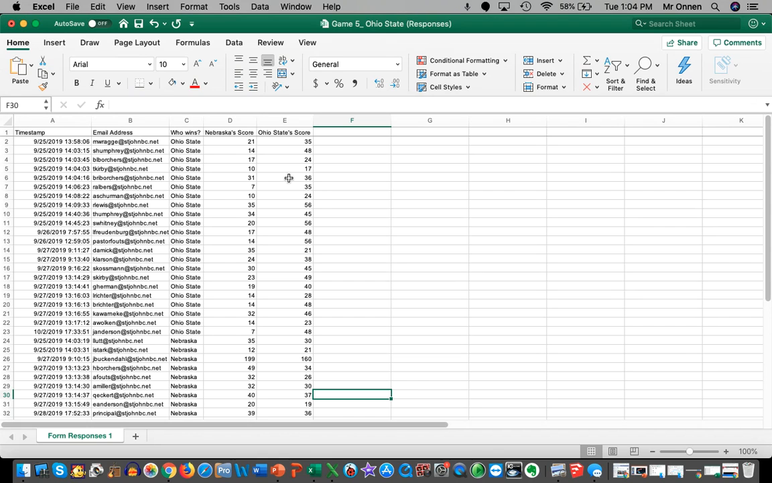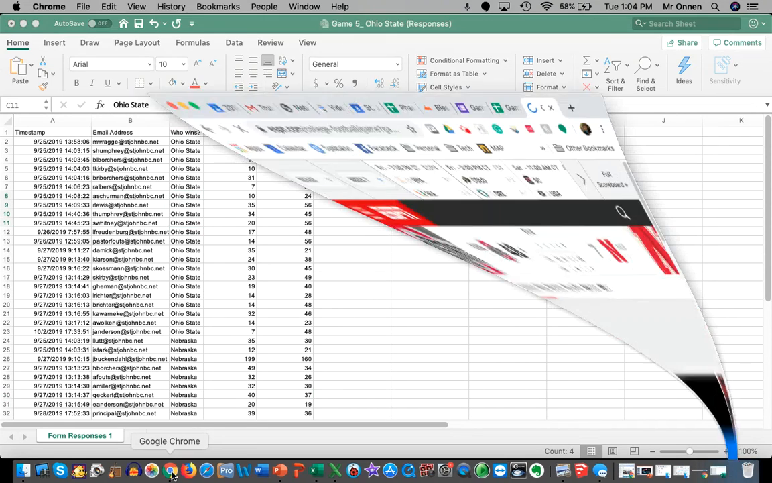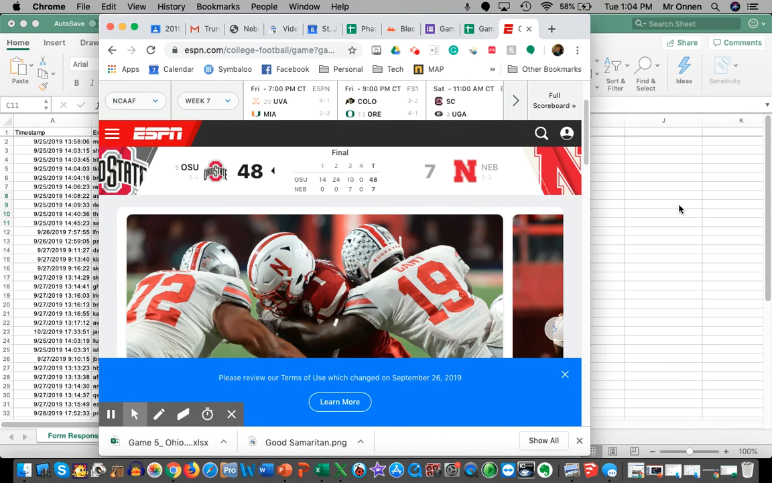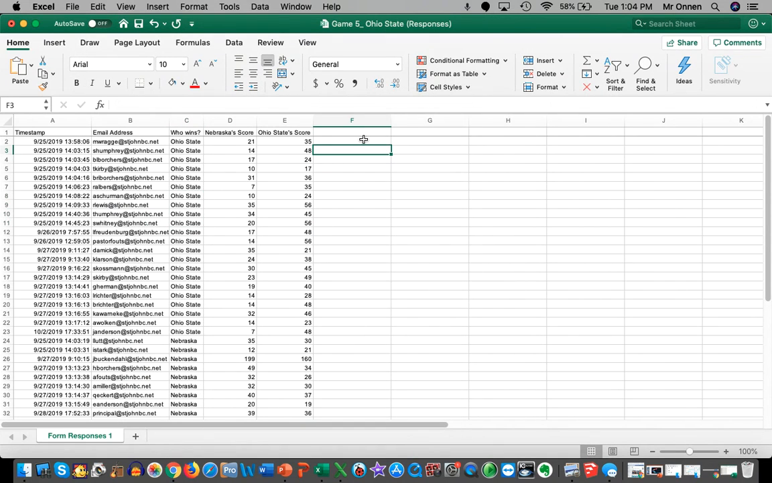so what we've done already is we've sorted all the data to see that you had to pick Ohio State in order to win. Final score was nasty, 48-7. So I need to find out what the difference is. So if you know what absolute value is, it's the distance from 0. I want to find the absolute value of the difference.